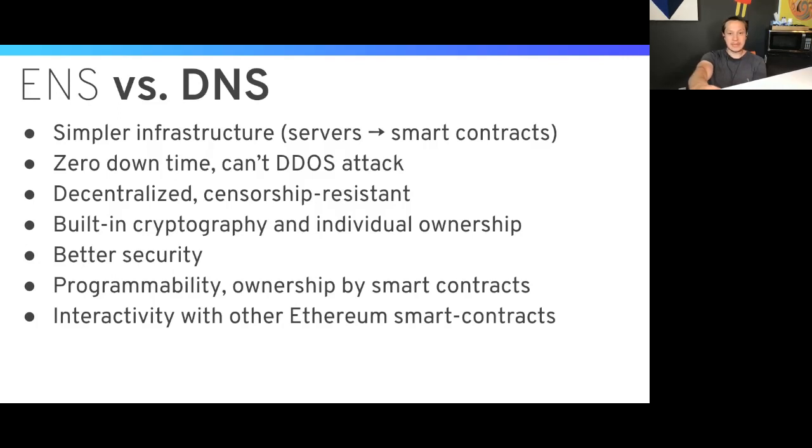So just some words about ENS versus DNS. DNS is very good at what it does, but ENS has some advantages. Simpler infrastructure, so you replace servers with smart contracts. ENS, of course, has zero downtime by definition because it's on the Ethereum blockchain, and the Ethereum blockchain has zero downtime. It's decentralized and therefore censorship resistant. You have built-in cryptography and individual ownership or self-custody, which I think leads to better security.